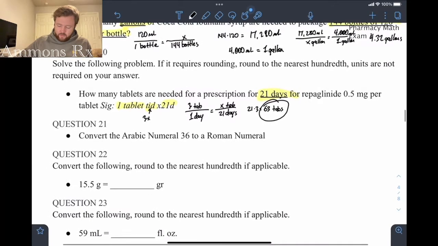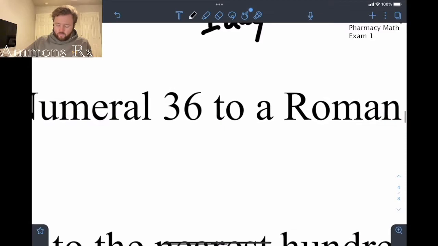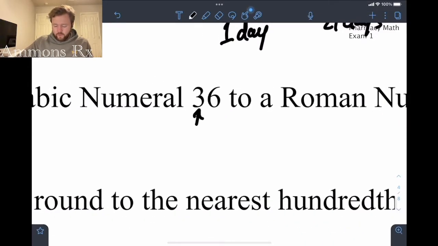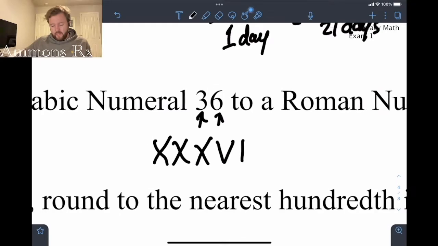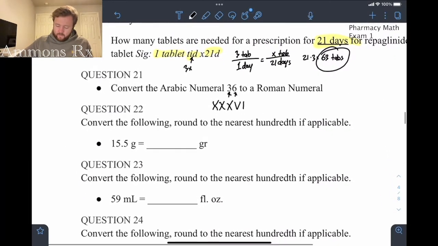Convert the Arabic number 36 to a Roman numeral. For 30, I'm going to use 3 X's. That right there is 30. And then I know that 6 is a 5 and a 1. So I need to do XXXVI.